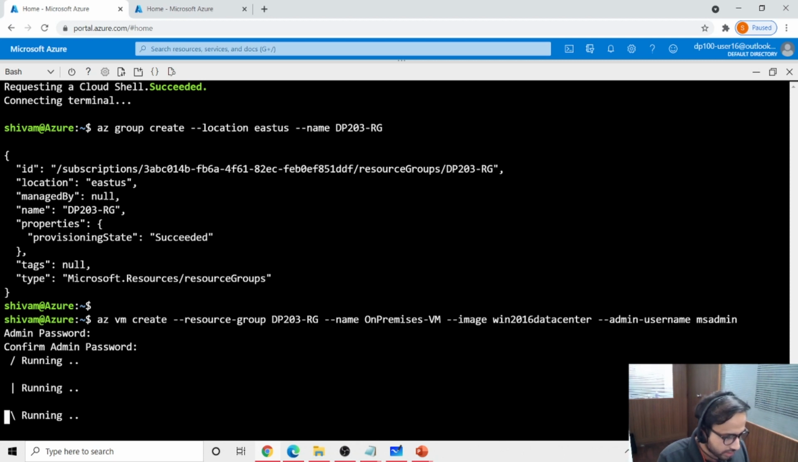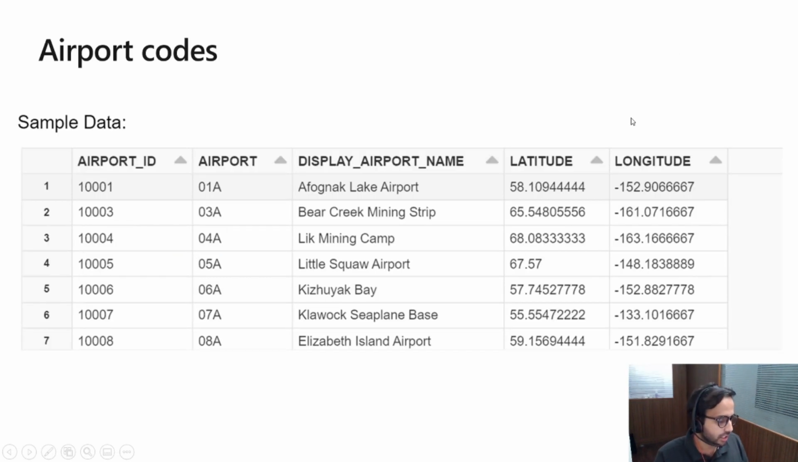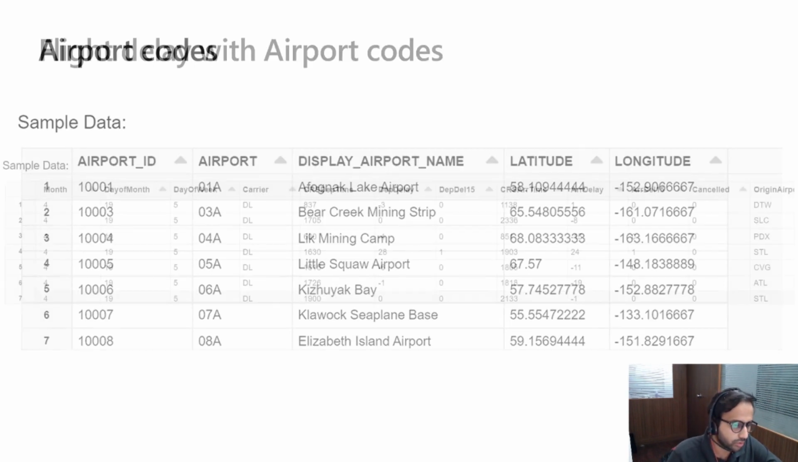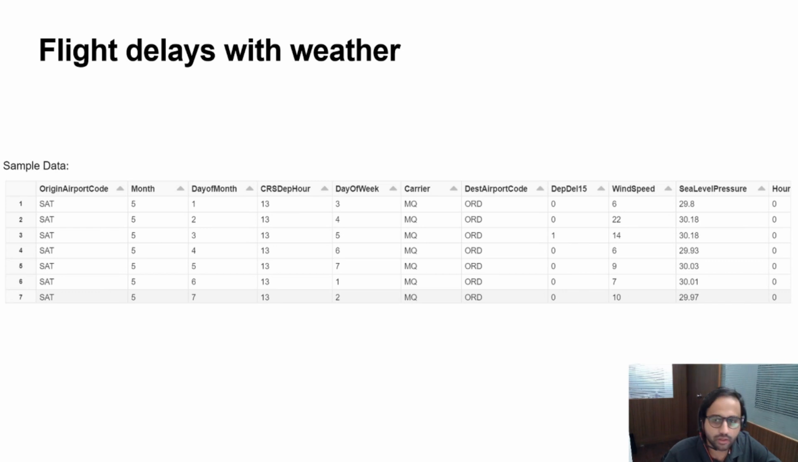Okay, in the meantime, instead of waiting over there, let me take you back to a little more detail about the data. We have three more tables apart from the first one: airport codes, which contains the airport ID, the airport codes, display airport name, and latitude and longitude of the airport; flight delay with airport codes; and flight delay with weather forecast.